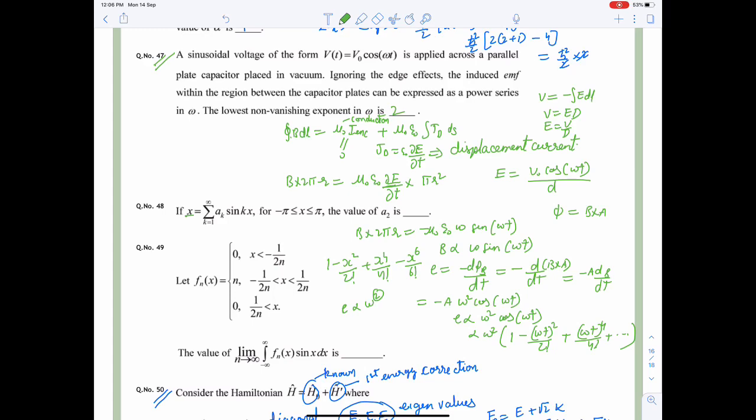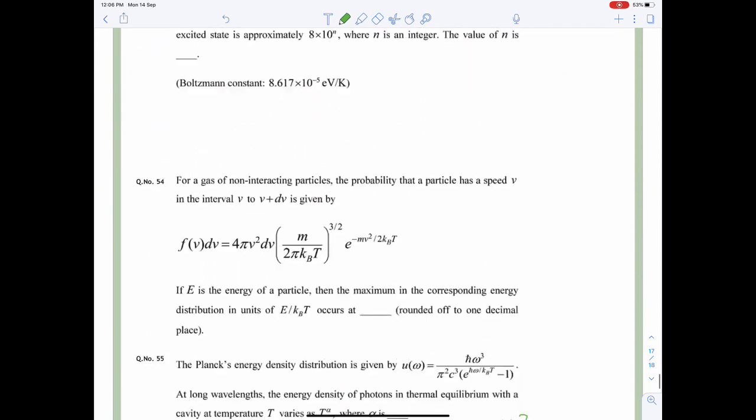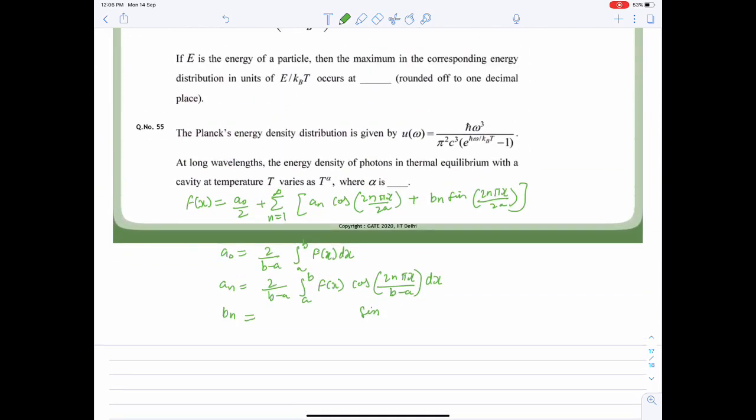Okay, so now x is an odd function, so obviously when you apply this formula, this is odd. We know that if limits are symmetrical, the integral of f(x) dx equals 2 times the integral from 0 to a of f(x) dx for even, and equal to 0 for odd. So limits are symmetrical, so a0 will be 0 here, and an will also be 0 because cos is an even function, so odd times even will be 0. Only bn is left, so you have to calculate bn.